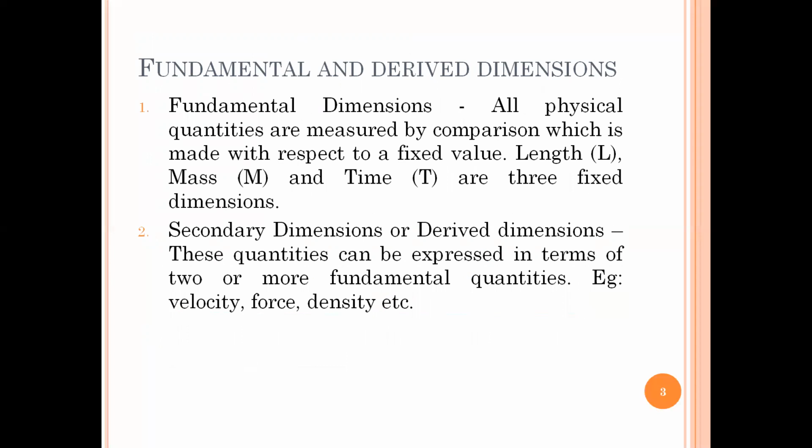Now, there are two types of dimensions: the fundamental dimensions and derived dimensions. In fluid mechanics and hydraulics, my main fundamental dimensions are length, mass, and time. Whenever we are dealing with heat, we do have temperature also, but most commonly it is mass, length, and time. These are your fundamental dimensions. Secondary or derived dimensions are a combination of length, mass, and time. You have dimensions of velocity, force, density, etc., which can be expressed in terms of the fundamental dimensions.